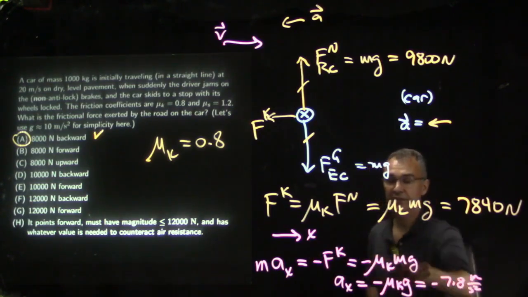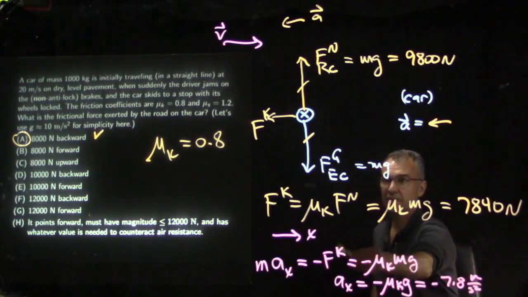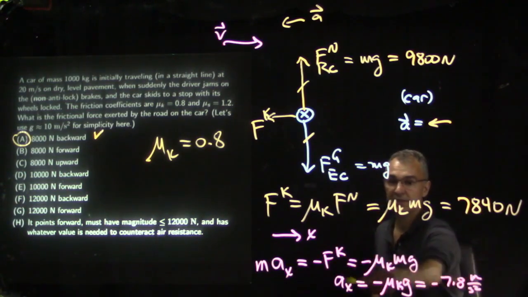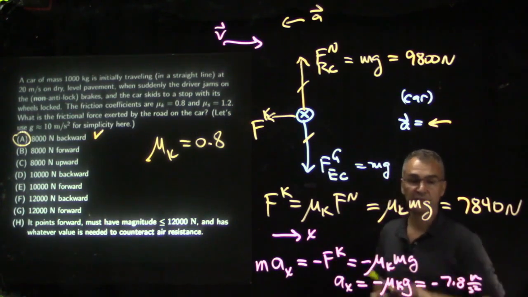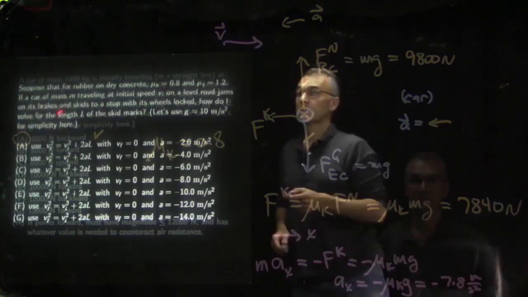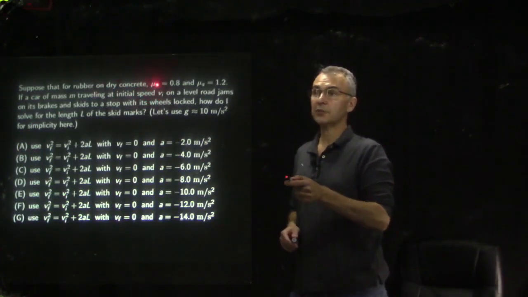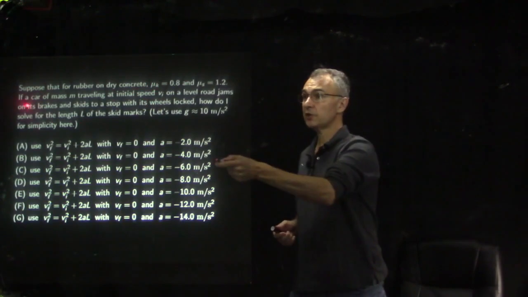So we could write Newton's second law, and on the x-axis, we'll let the x-axis point to the right. So m a sub x is minus F kinetic, which is minus mu kinetic m g. That gives us a backward acceleration of 7.8 meters per second squared. Suppose that for rubber on dry concrete, mu kinetic is 0.8, mu static is 1.2.